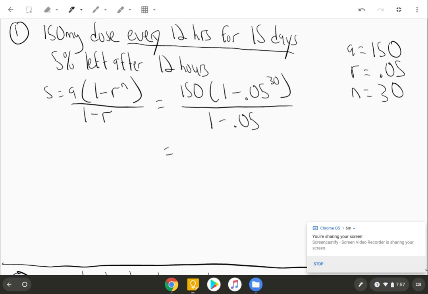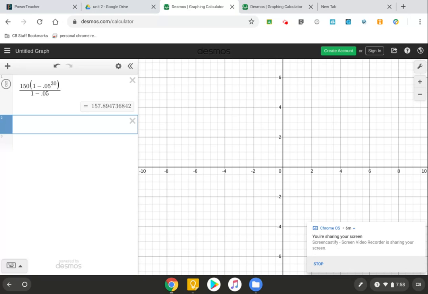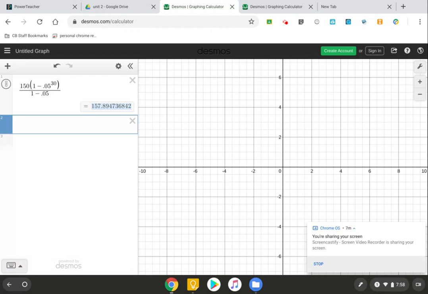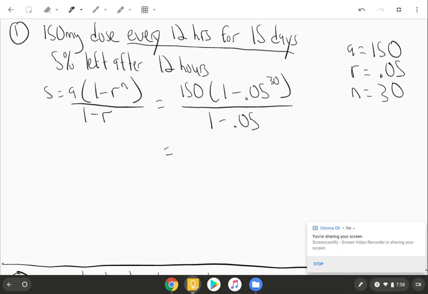And you could just go right ahead and plug this into a calculator. I use Desmos. I did this up here before. All right, so I plugged that in, and this is my answer. We'll go ahead and round that to 158 milligrams. So there will be 158 milligrams of medicine in his body after he takes his last dose, his 30th dose.